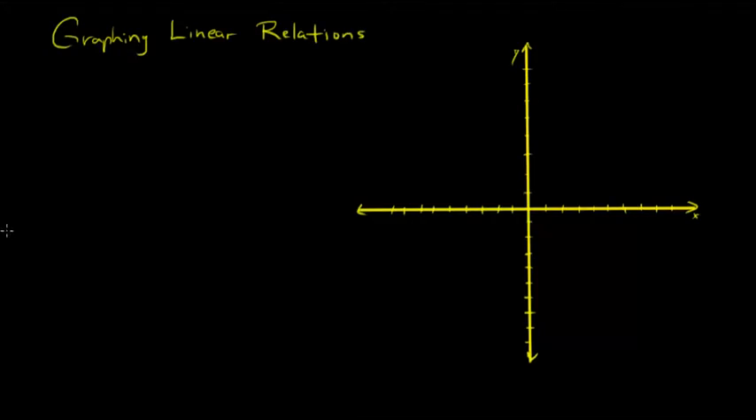Let's talk about graphing linear relations. Remember that linear relations are relations that form a straight line when they are graphed. So if you're told to graph a linear relation and it doesn't come out straight, something has gone wrong.